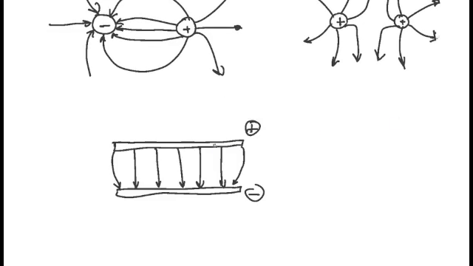What happens when we have some parallel plates? There's a positive plate, negative, and we see that the lines again go from the positive to the negative, and they are parallel and evenly spaced, except at the ends where you get a little bit of bow.